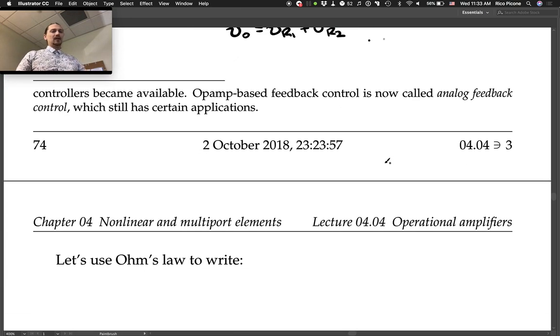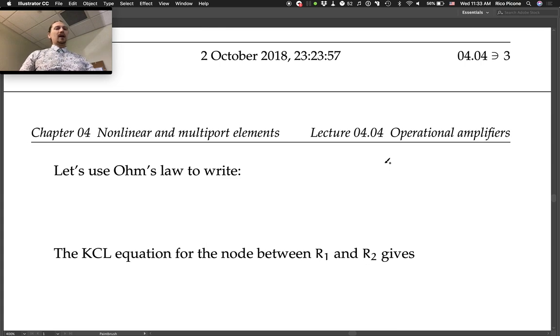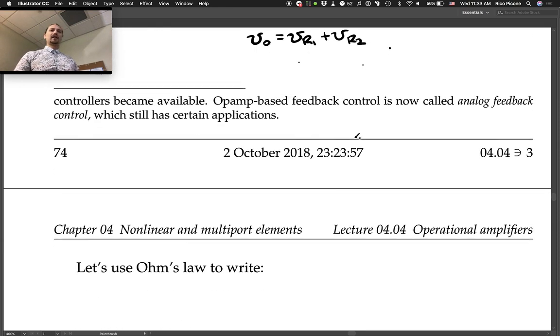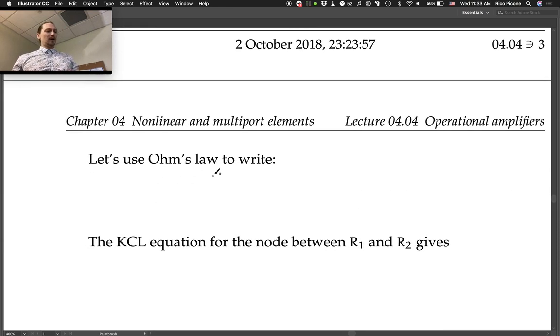And let's proceed by using Ohm's law. These are just two resistors, R1 and R2, so we could exchange VR1 for IR1 times R1, right? And the same with VR2. So let's use Ohm's law and write that Vout is equal to IR1 times R1 plus IR2 times R2.